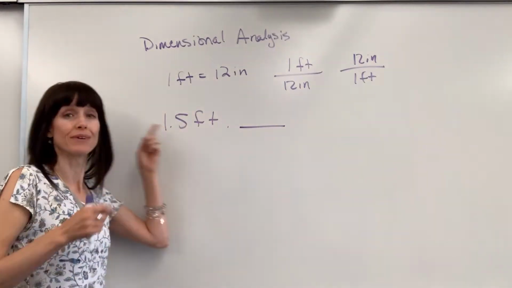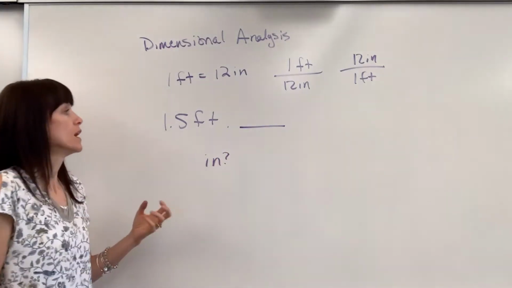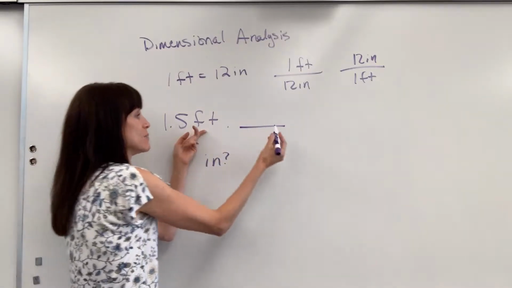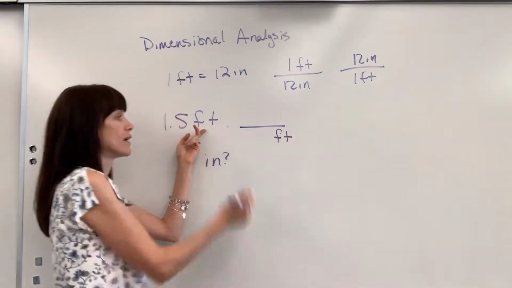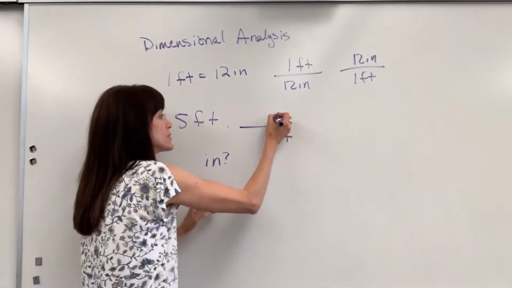We want to get rid of feet and we want to end with inches. Inches, that's our question. You're thinking algebra. You want to get rid of feet, that means you have to put that unit on the opposite side of the fraction so it cancels out. What we want are inches.